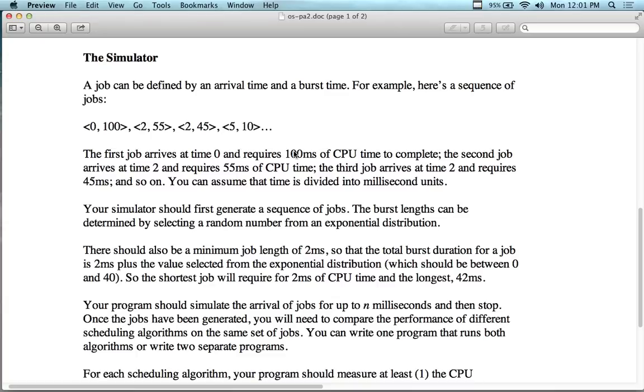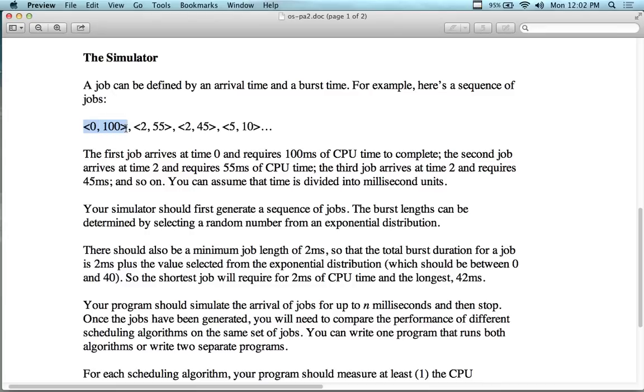So your simulation is going to look something like this. A job can be defined as an arrival time and a burst time. The arrival time is when the user selected to run it, or when you selected to run it. So you have an arrival time and a burst time. And then you have a sequence of jobs. Job number 1, 2, 3, 4. Job number 1 here arrived at time 0, and it requires a burst time of 100. What's a burst time? How much CPU time does it need? 100. So this is job number 1.